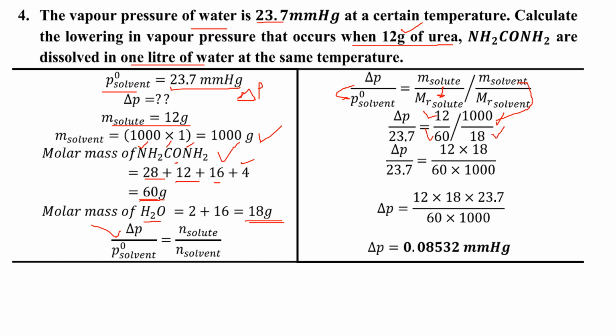Now you cross multiply and you make change in P the subject. You find the reciprocal here to go here. Now you make change in P the subject and you substitute everything in the calculator. You're going to end up with 0.08532 millimeters of mercury.